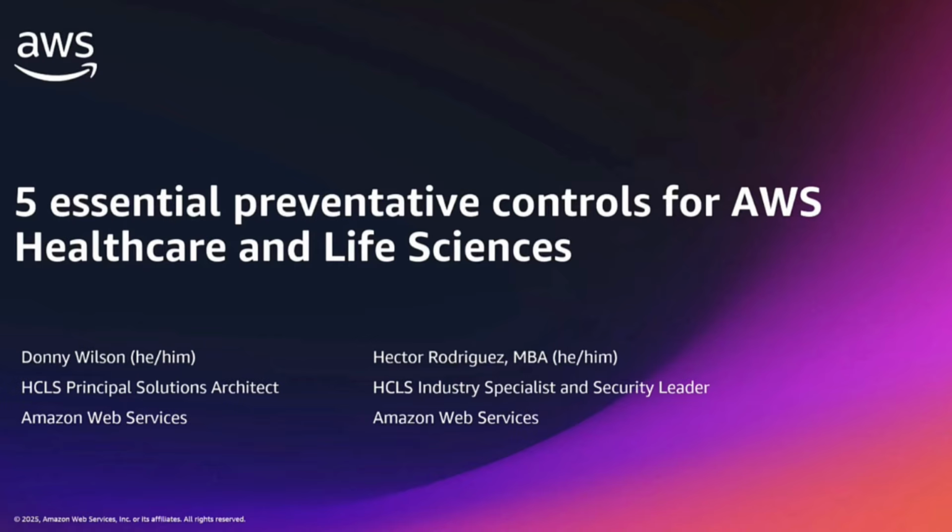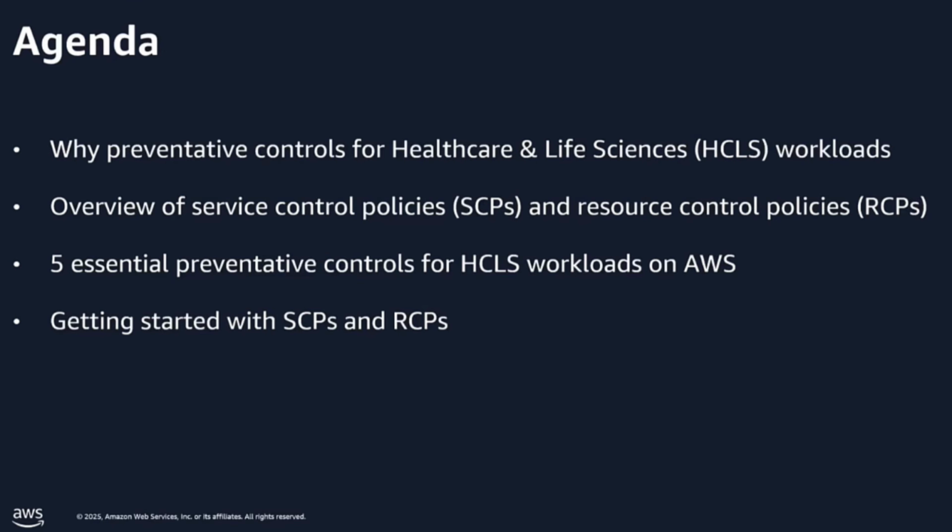In this video, we discuss 5 essential preventative controls for AWS healthcare and life sciences organizations that leverage AWS service control and resource policies. We discuss why preventative controls for healthcare and life sciences. We provide an overview of service control policies and resource control policies. Donnie will dive deeper into the 5 essential preventative controls for HCLS workloads on AWS. And lastly, we'll provide some QR codes to resources to get started with SCPs and RCPs.